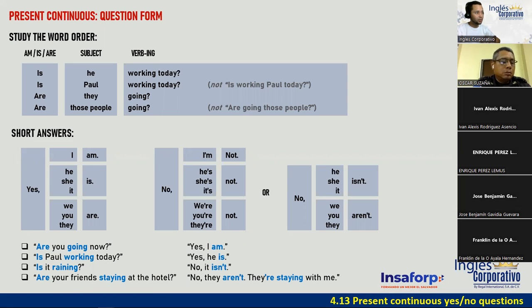Dos entradas de chat, presente en clase, problemas técnicos, dice Carlos Alberto. Okay, bienvenido.